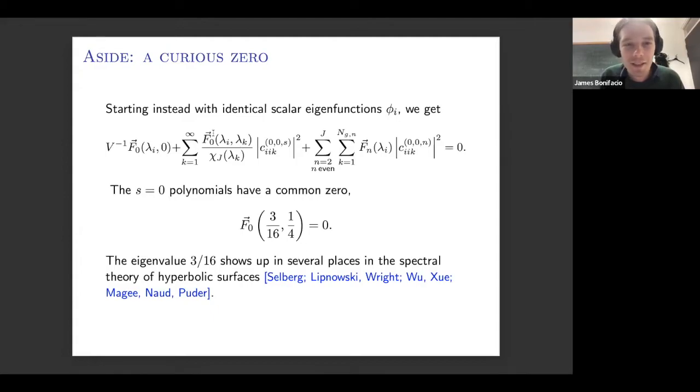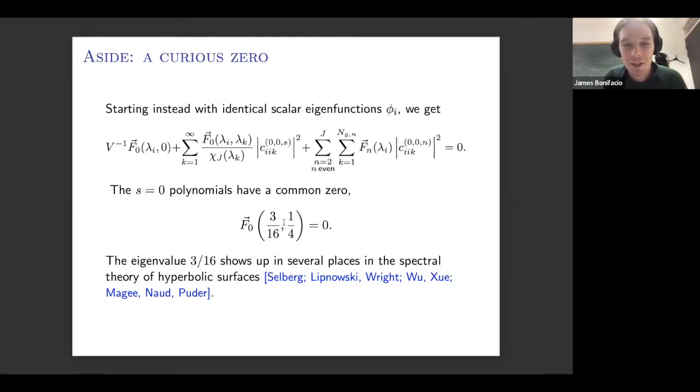And the point is that there's some polynomial here, which appears in the term corresponding to the sum over the eigenfunctions. And these polynomials, this is a vector of polynomials, all have this common zero at the arguments 3/16 and 1/4. So this is that 3/4 that I mentioned earlier, just the ratio of these two numbers. But this happens more generally.